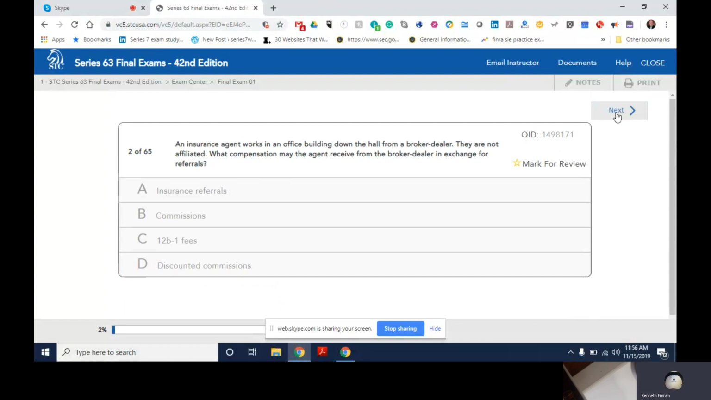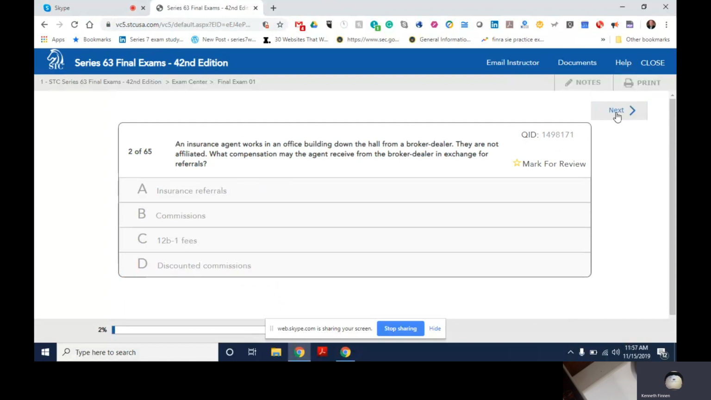An insurance agent works in an office building down the hall from a broker-dealer. They are not affiliated. What compensation may the agent receive from the broker-dealer in exchange for referrals? So I'm an insurance agent and I'm working down the hall from a broker-dealer. I'm going to send a referral. What can I give him, commissions? No, because he's not registered.